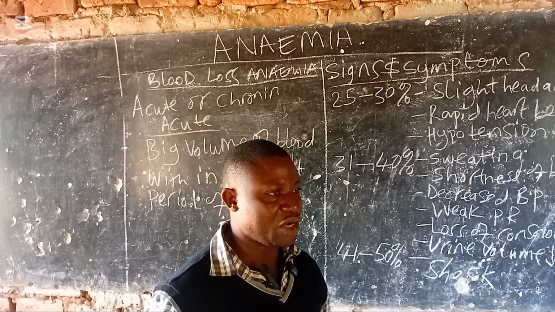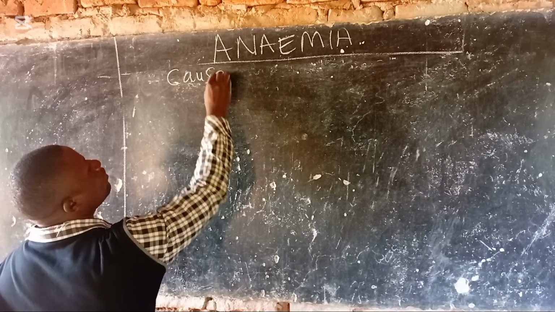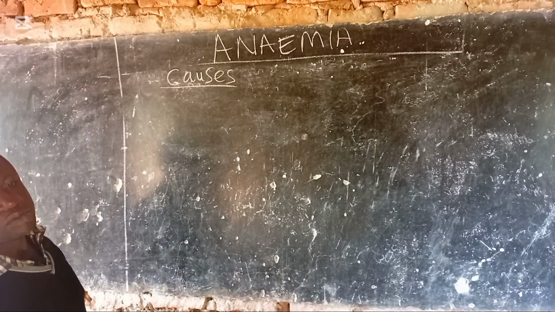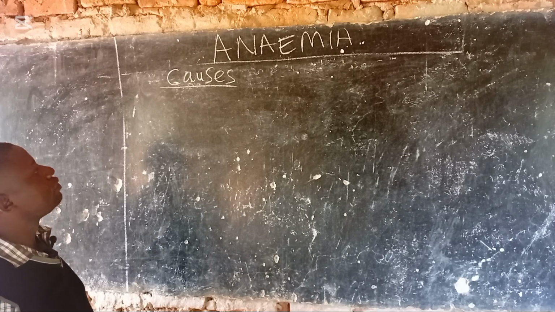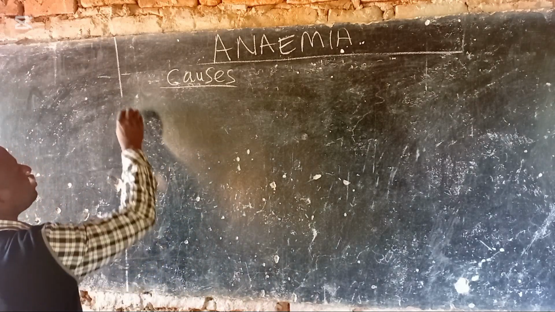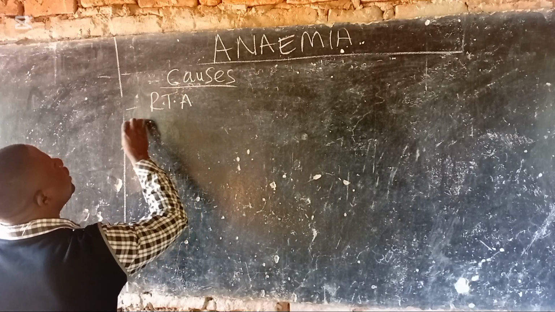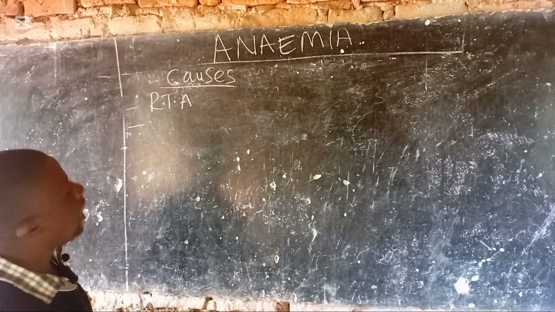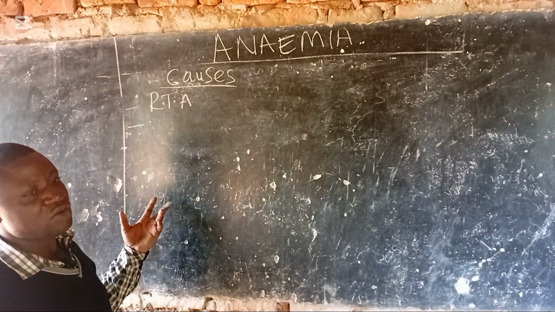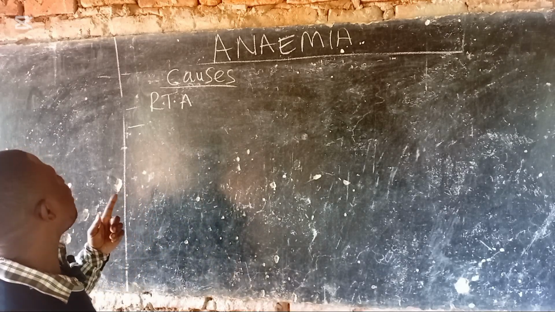So let us tackle the next part. Causes of this acute anemia. Cause number one, there is road traffic accidents, RTA. When you get accidents, you lose a lot of blood. This is the type of anemia you get.